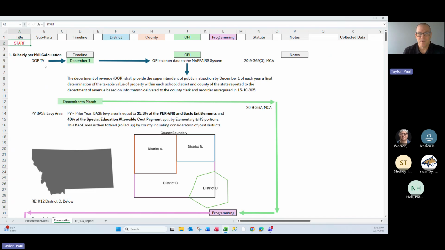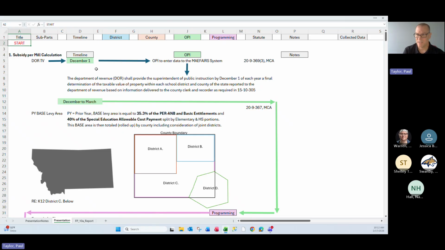So what happens is the Department of Revenue provides us taxable values for each school district. The OPI takes this information, and we enter it into our database here at the OPI, which is known as the Mayfair system. It's an acronym, but I can't remember exactly what it is, and it's really long, so we won't get into that. So that happens on December 1st. That's one piece of information we need to do this process, and it's already been received by the OPI. Just a point of clarification, December taxable values are not the assessor taxable values that are received on the first Monday of August.